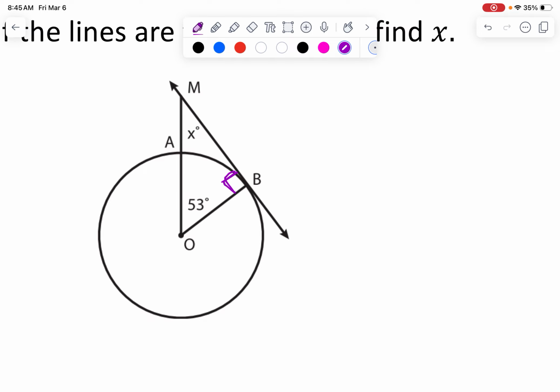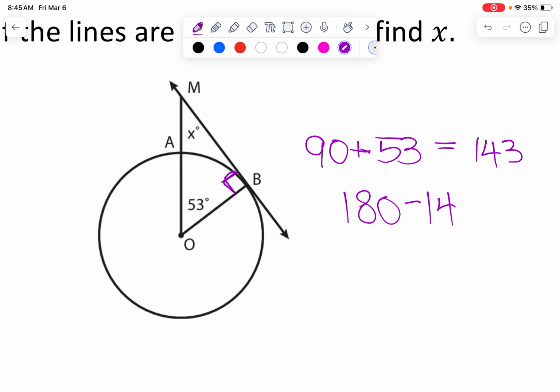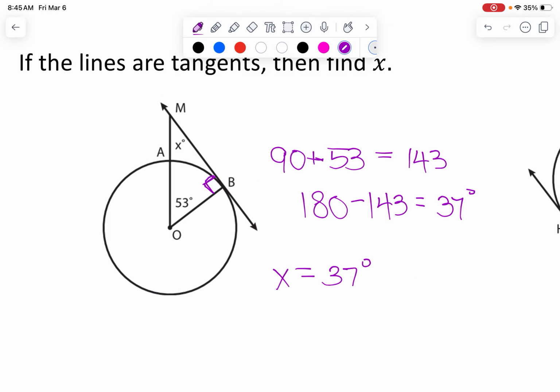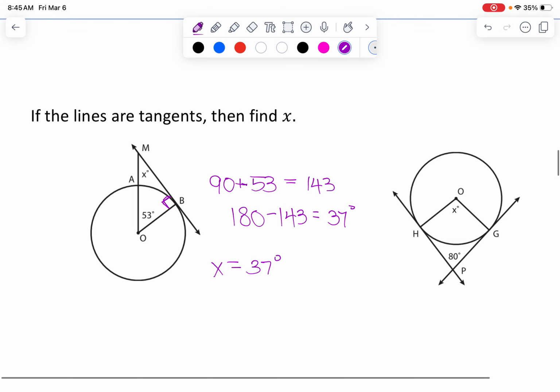So I say, all right, well, if I add 90 plus 53, I get 143, right? So then what do I have left? Well, 180 minus 143 would be 37. So in this case, x is equal to 37 degrees. Okay.